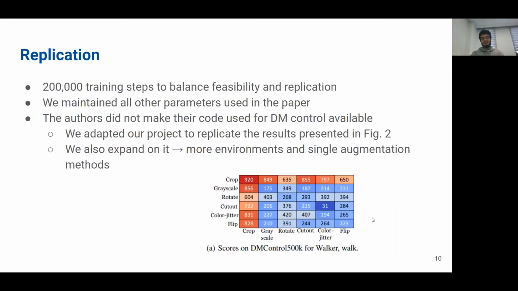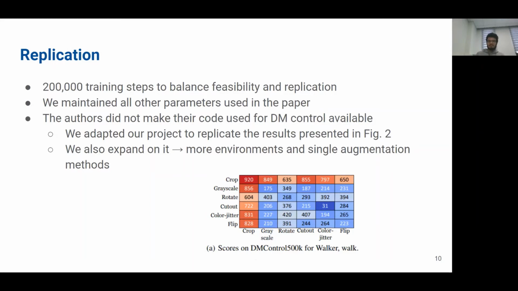We are training the agents using 200,000 training steps to balance how much computing power and time we have and how many things we can replicate. We want to replicate as many things as possible considering our resources. We maintain all the other parameters the same as they use in the paper.